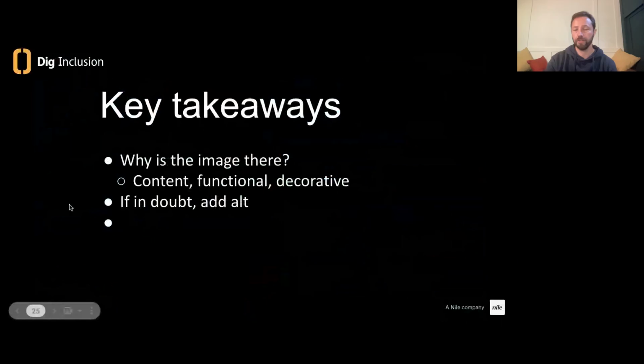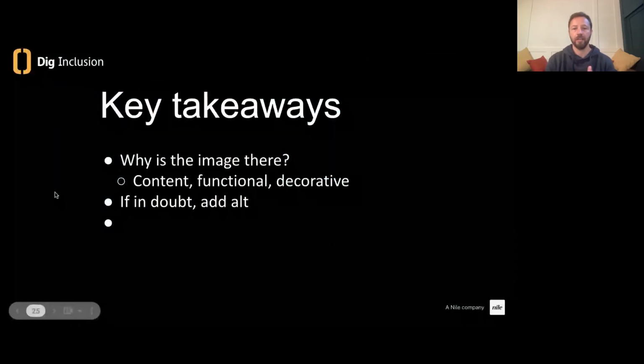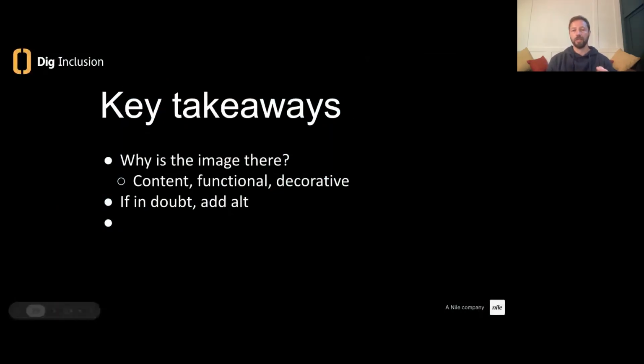So key takeaways here, excuse the extra bullet point. Why is the image there? If the image is there to provide content, make sure that you describe that image content in text. If it's meant to be functional, remember that you always describe the function, like play button, or if it's a link, you describe the link to the other page, and you're not describing the appearance of the image. It does happen. We catch it in testing quite a lot. So remember, when you've got a functional image, you're describing what it does and not how it looks.